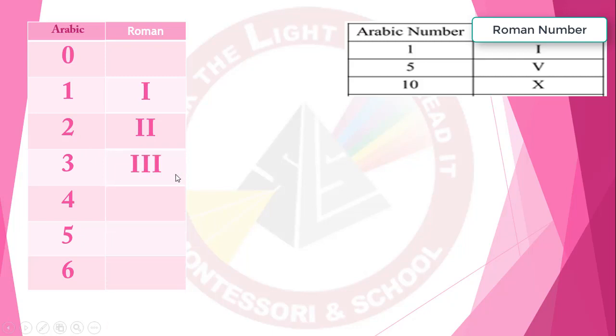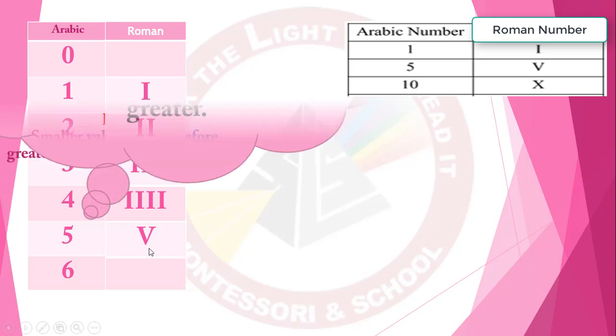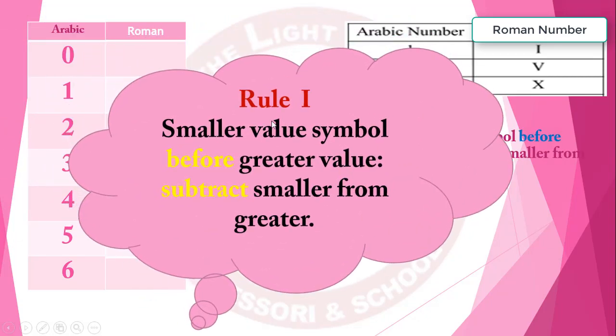But now, do we have to write 4 I's together to get a 4? No, actually we have to follow a rule. But before that, it's much easier to write 5, because we know that 5 is V, so we simply write V here. Now to make 4, we have to follow a rule which says that the smaller value symbol comes before the greater value. It means that we have to subtract the smaller value from the greater value.